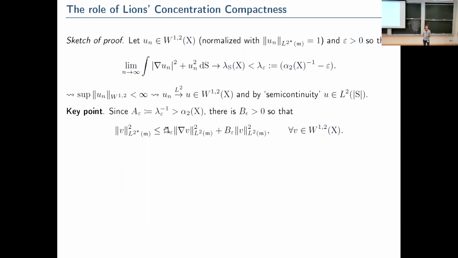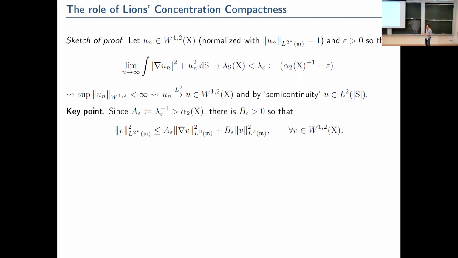It's converging somewhere, up to a subsequence, in L2. The limit function is Sobolev, but then you soon realize that you cannot say anything about the 2-star norm. And in fact, it's the critical exponent that basically gives you some difficulties here. It's also easy to see that there is a kind of semi-continuity. So the function u is in L2 with the total variation of S, but you cannot say anything about the 2-star norm.